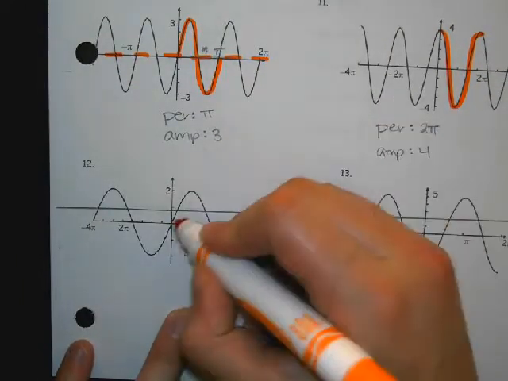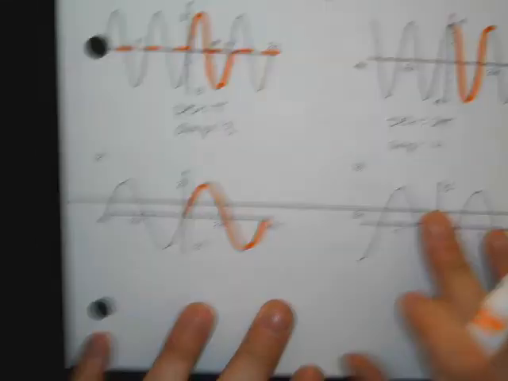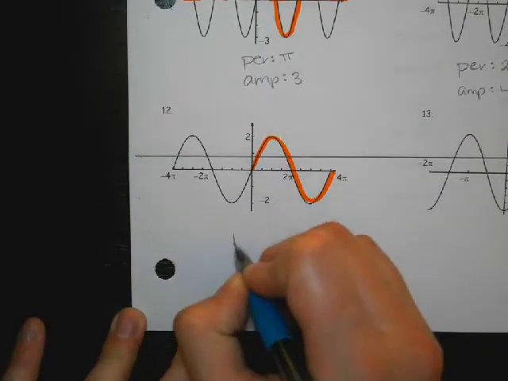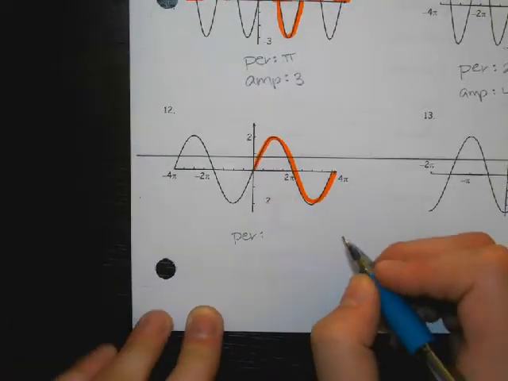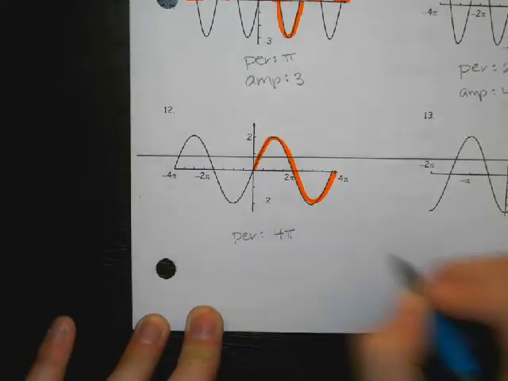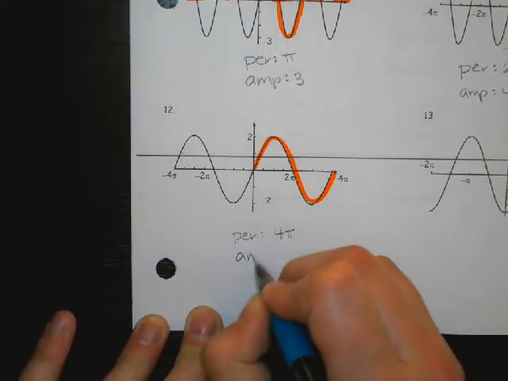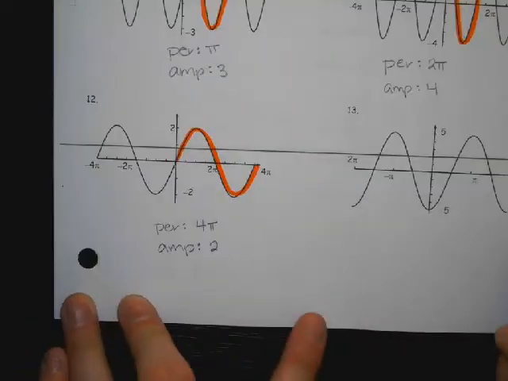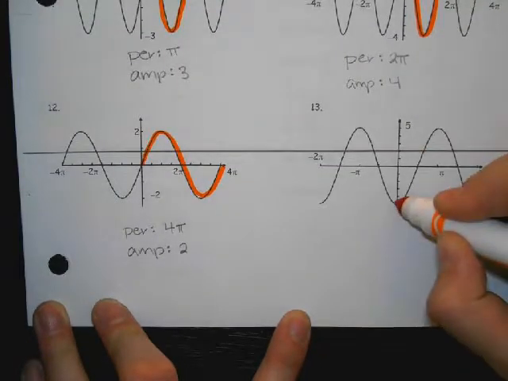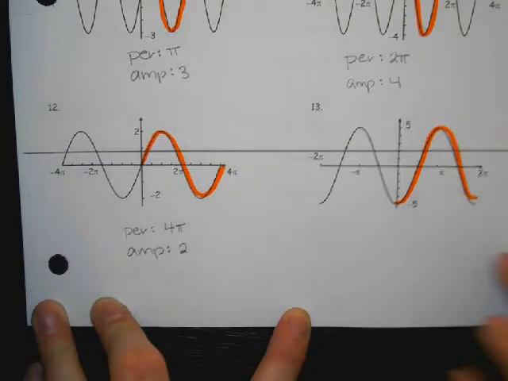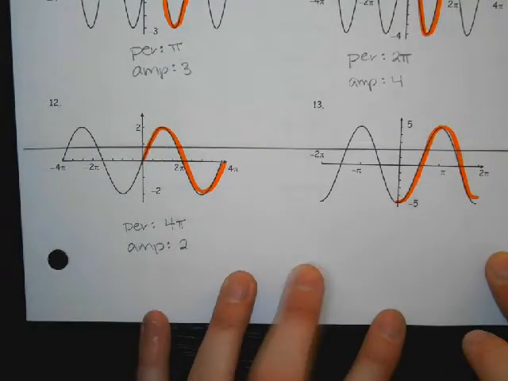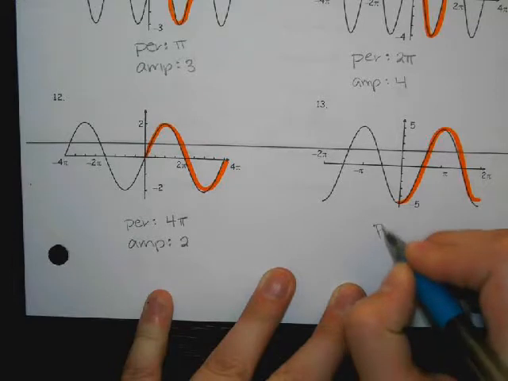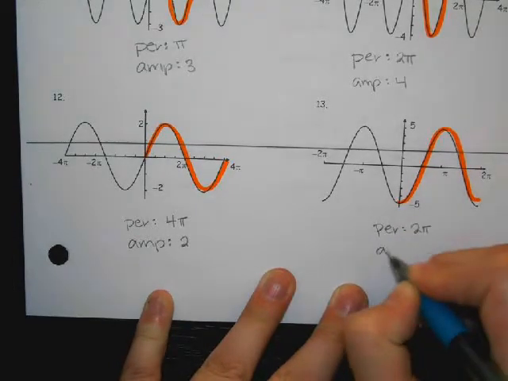All right, so the next one. This one has a period of 4 pi. Amplitude of 2. Good. This one is like an upside down cosine graph. So instead of starting at the top, it started at the bottom. And so the period of this graph would be 2 pi. And the amplitude, yep, is 5.